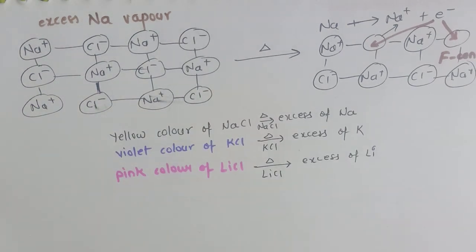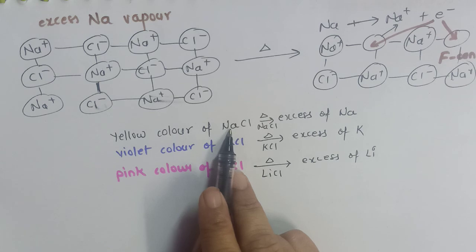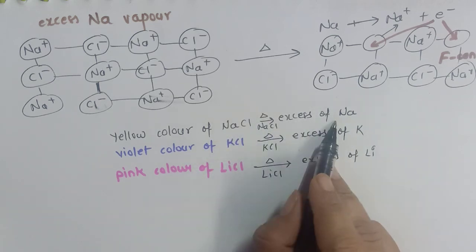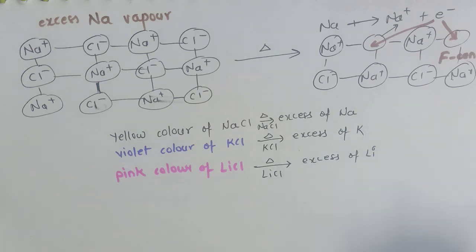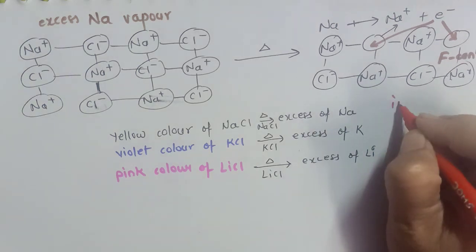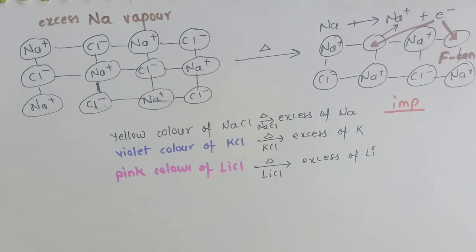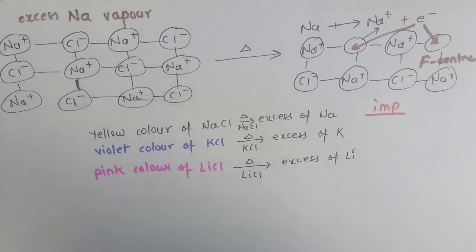Here are some more examples. The yellow color of sodium chloride is due to heating sodium chloride in excess of sodium. Similarly, the violet color of KCl or the pink color of lithium chloride is due to heating them in excess of metal. This is an important example for your board exams, and many times this question has been repeated, based on the F center or the color of the compounds. So that was how anionic vacancy is responsible for the color of the compounds.